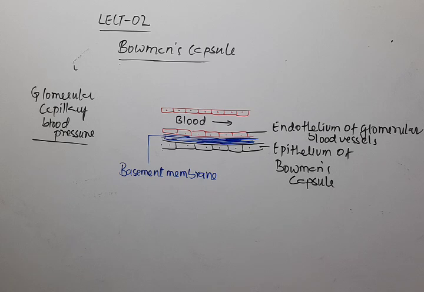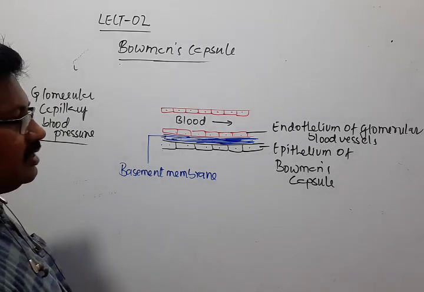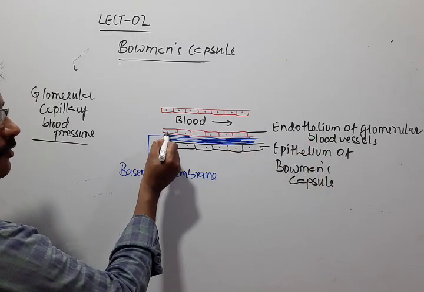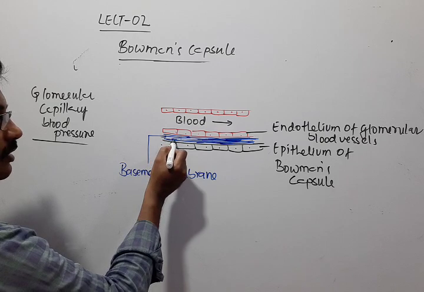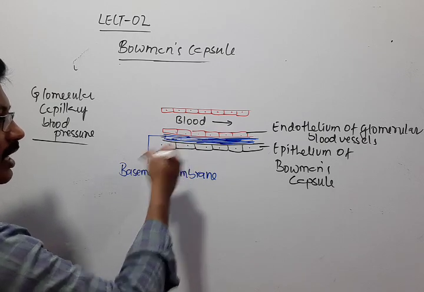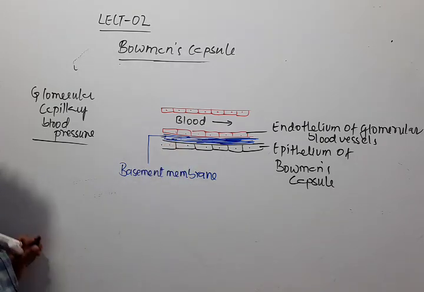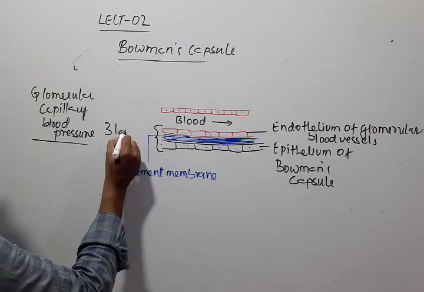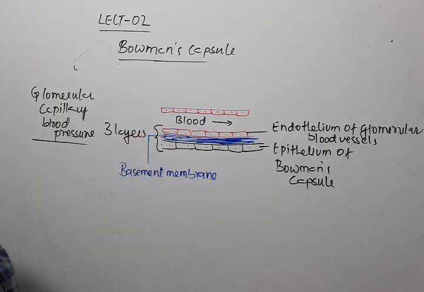So now the filtration has to take place through these three layers: the endothelium of glomerular blood vessels, then the basement membrane, and then the Bowman's capsule, and then the filtrate enters into the capsular space. So these are the total three layers through which the filtration takes place.